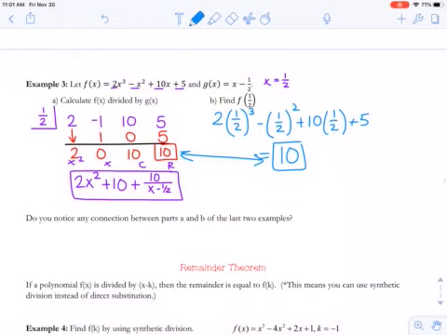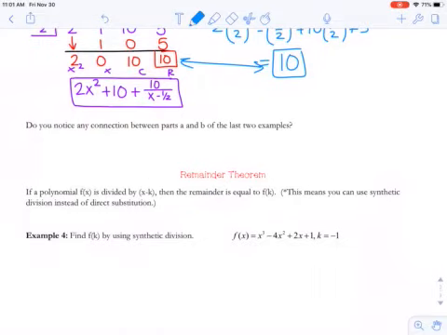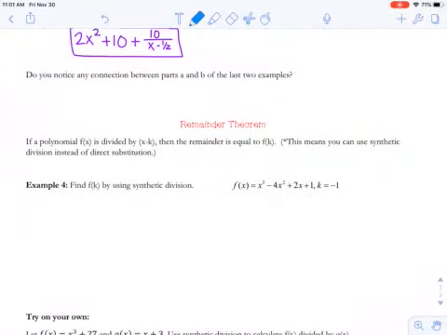Okay, so did you notice any connection? Of course, it's the remainder theorem. The f of the number is the remainder when you do synthetic division with said number. Okay, so last example of these notes is example 4, and then I'll stop talking.